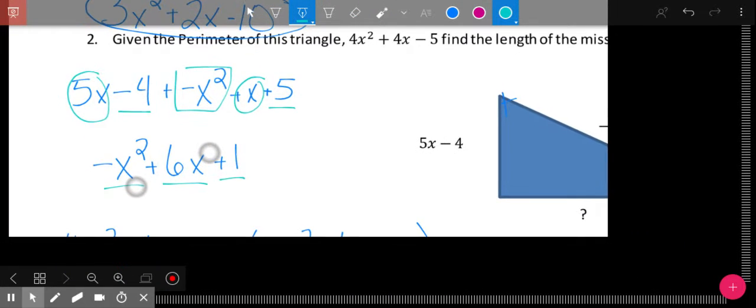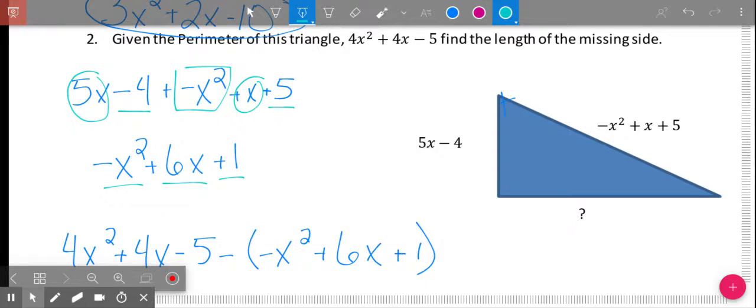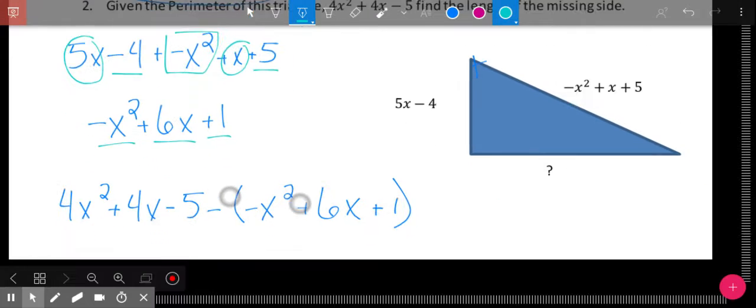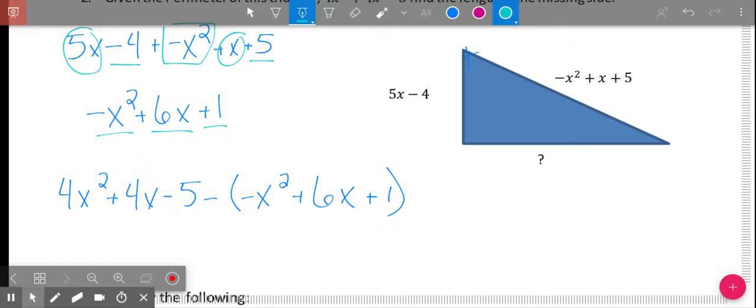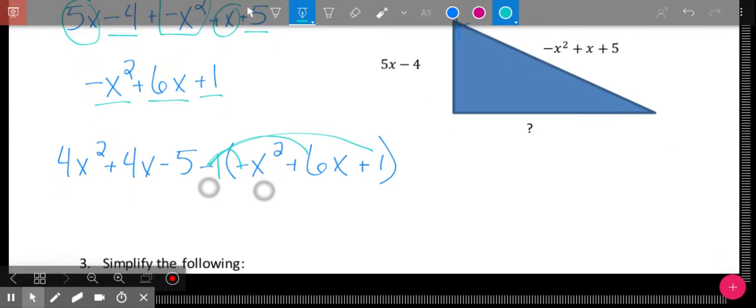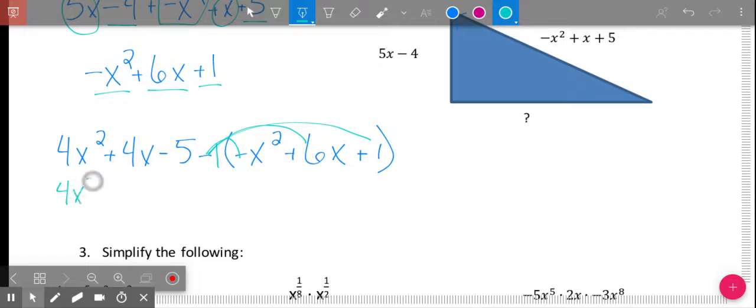From there, I needed to subtract it from my total. So my total was 4x squared plus 4x minus 5. And then I subtract the negative x squared plus 6x plus 1. I know that there's a negative 1 in front of the parentheses, so I'm going to distribute that to everything inside. So I'll have 4x squared plus 4x minus 5. Negative 1 times the negative x squared gives me plus x squared. Negative 1 times 6 gives me minus 6x. And negative 1 times 1 gives me minus 1.